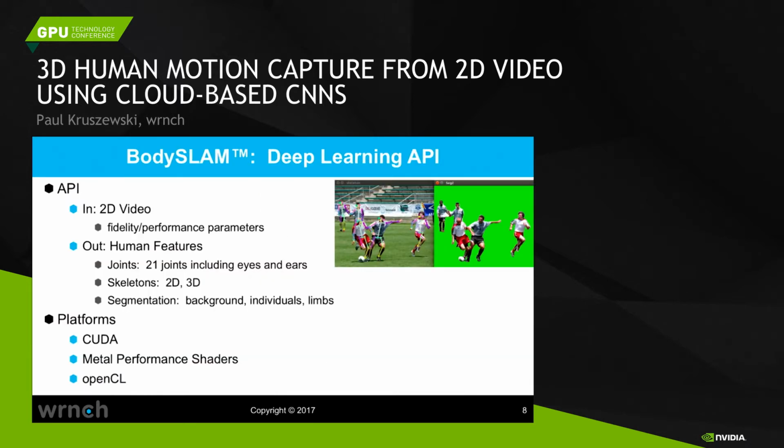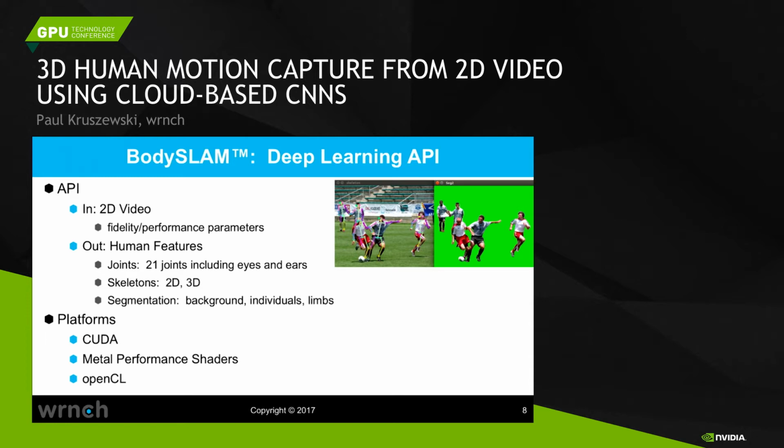So what are we doing? It's a deep learning API. You put 2D video in. It's as simple as that. There are some fidelity limits, like the scale of the resolution that you're working on, things like that. And then out come human features. Right now we're tracking 21 joints, including the eyes and the ears. We can produce 2D skeletons or 3D skeletons. Different use cases have different needs. There's a cost to 3D, and again, we're taking this from just ordinary RGB. And then the fun part is you just do the negative, and then you get a virtual green screen.